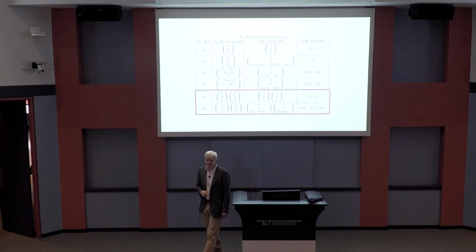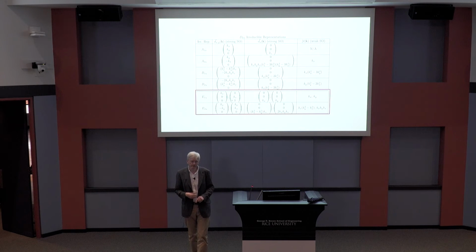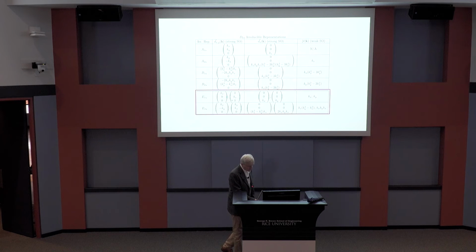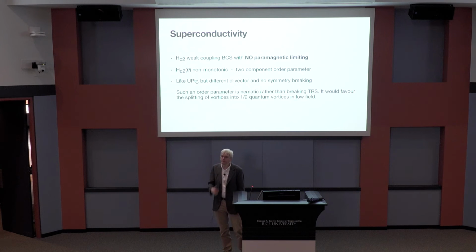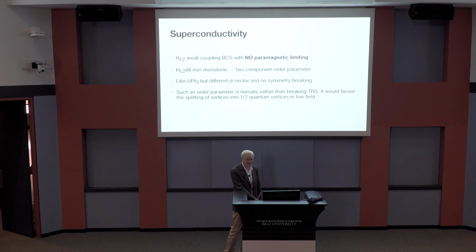That leads to some important differences. So when you put the d vector in the xy plane, that means the superconducting state is nematic, i.e. it breaks hexagonal symmetry rather than breaking time reversal symmetry. One of the consequences of that, within the BCS theory, within weak coupling theory, is that what we should see is a splitting in low magnetic field of vortices into half quantum vortices. All right, I hadn't seen it because doing experiments at 3.5 gigapascals is tricky, so I can't just look with an SDM.